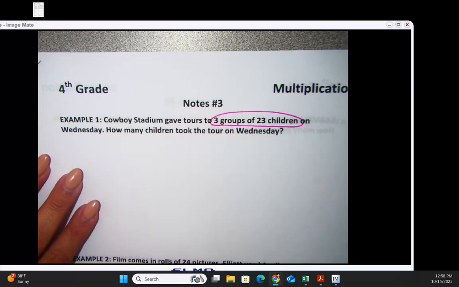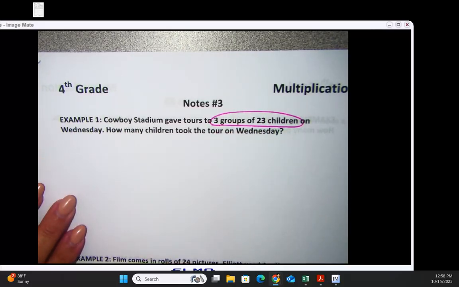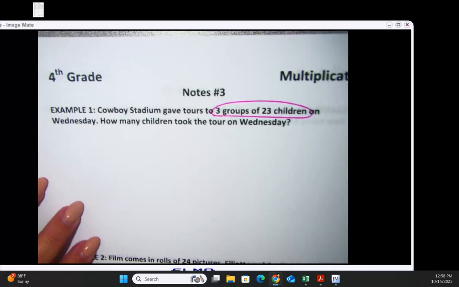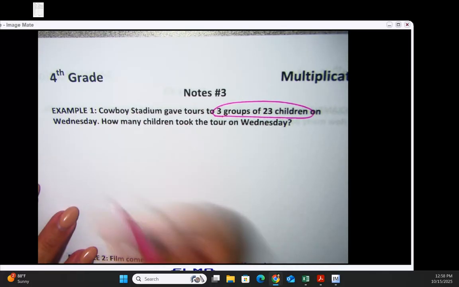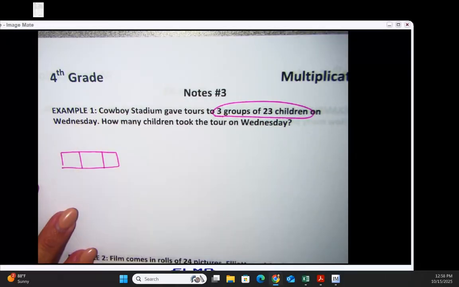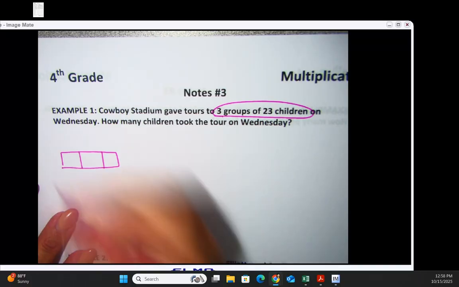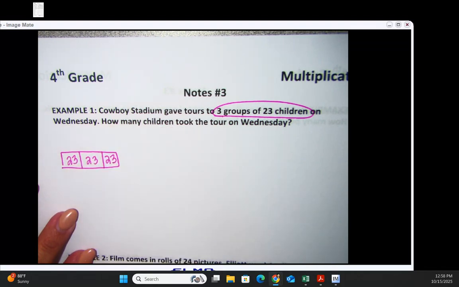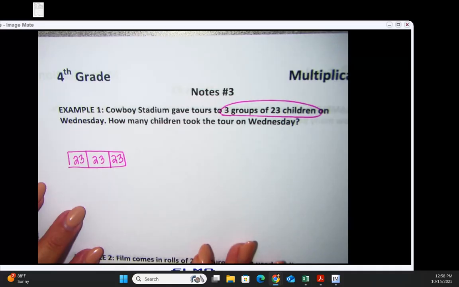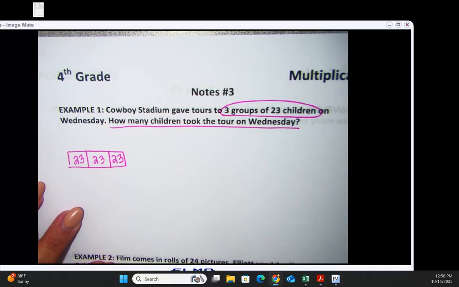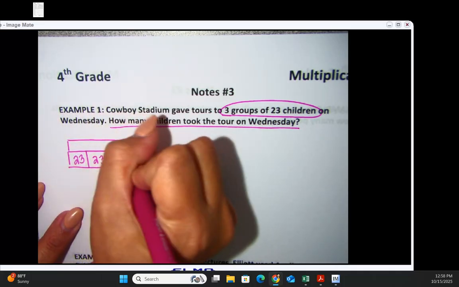3 groups of 23 children. So what does that look like? Remember that you need to represent what is happening in the story. So it means that I have 3 groups, and each group has 23 children. Write this down. The question is, how many children took the tour? So how many children? Okay.